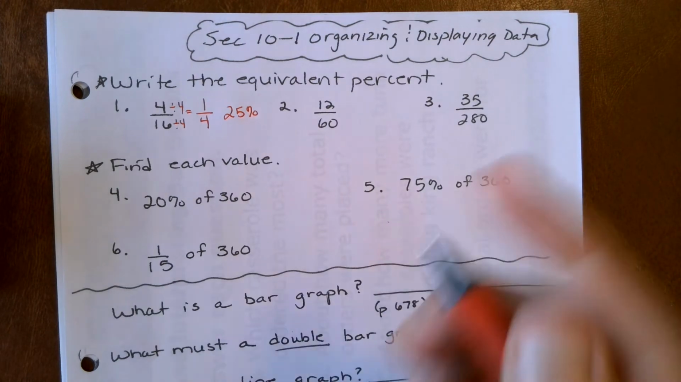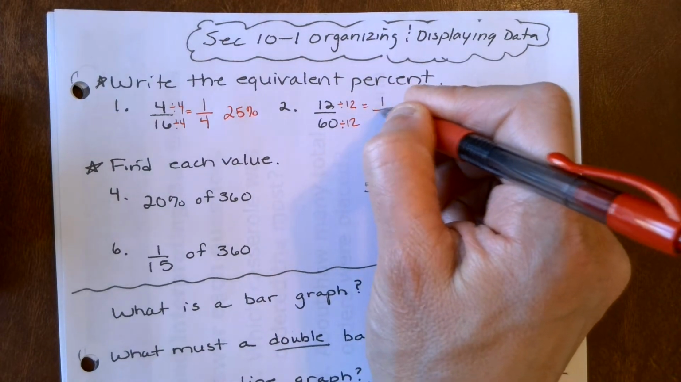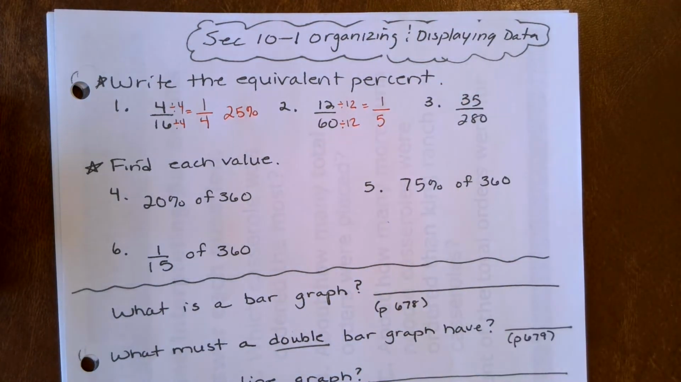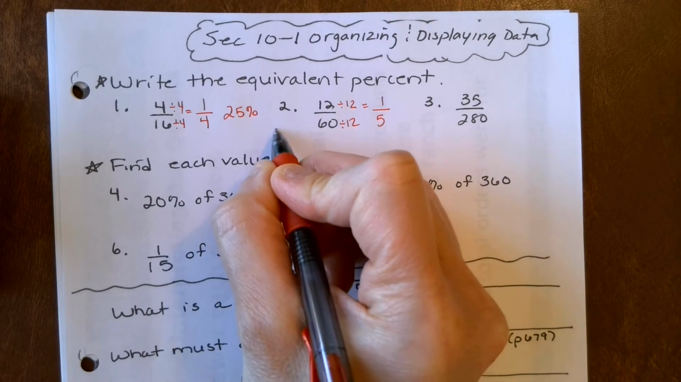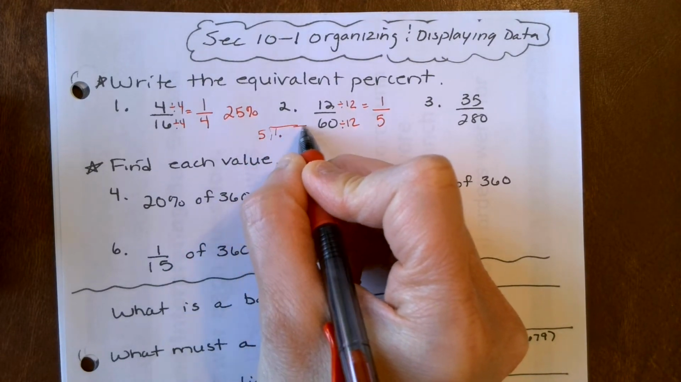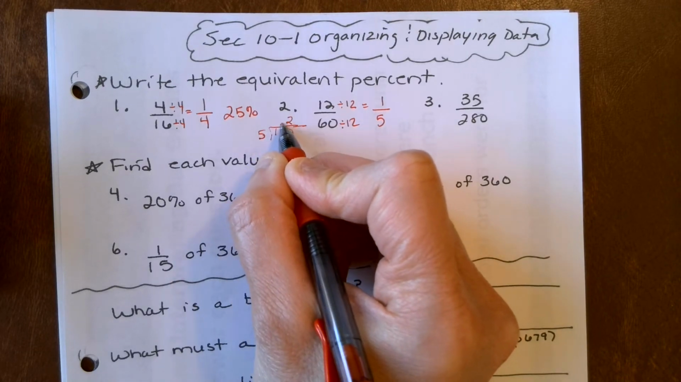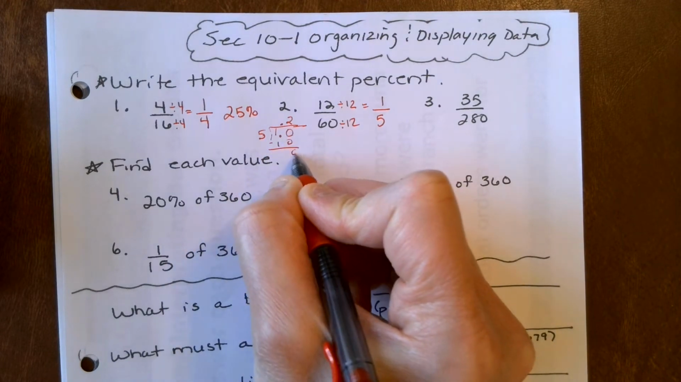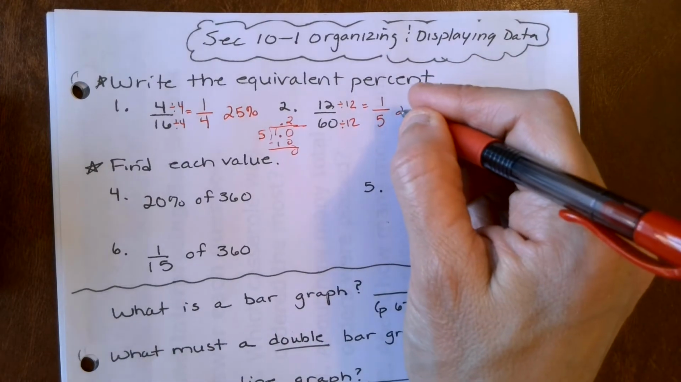Okay, 12 over 60. Got a greatest common factor of 12. We can divide that out, and we get 1/5. Now, I'm not sure, maybe some of you know what percentage that is. If not, you can certainly divide it. So it's 1 divided by 5. The decimal here: 5 goes into 1 nothing, 10 twice. And that's it. So 0.2, you move the decimal 2 spots to the right, which is the same as multiplying it by 100, and you get 20%.